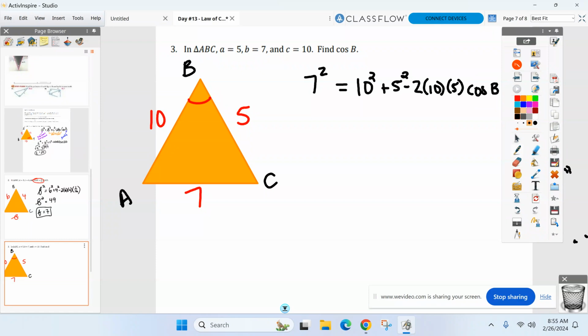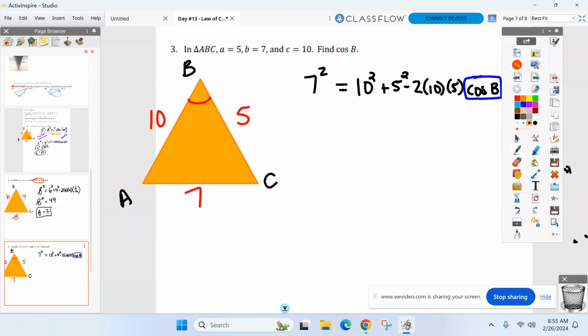Anything about plugging in? Because now I need some algebra skills in here to get that by itself. Because that's what we're asked to solve for, cosine B. So unfortunately, unlike the last 2 problems, I just can't go choo-choo-choo-choo all in one side. It's not going to get me anywhere.